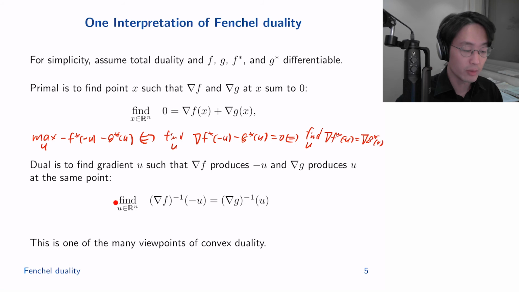The interpretation of this problem is that we are trying to find a gradient u such that grad f produces minus u and grad g produces plus u when the two gradients are evaluated at a single point. So again, the primal problem is looking for the primal point x such that the gradients sum to be equal to 0, and the dual problem is looking for the gradient u such that minus u and plus u are produced at the same point when they're evaluated at grad f and grad g. The subject of convex duality is complex and multifaceted. This is one of the many viewpoints of convex duality.